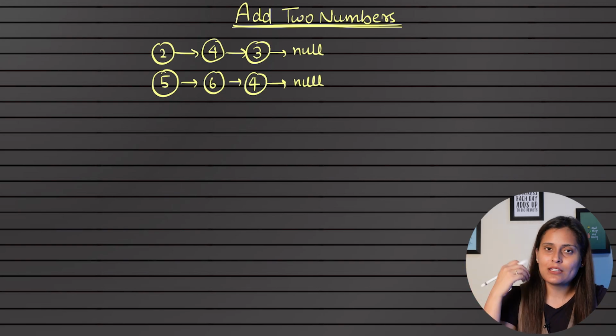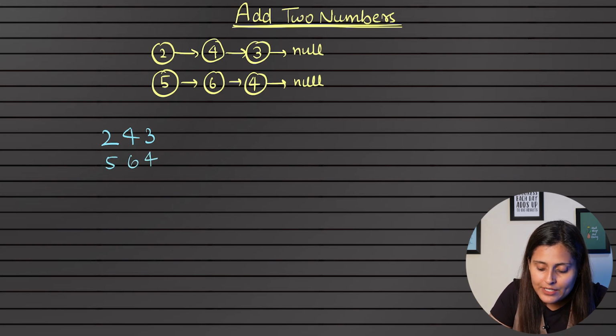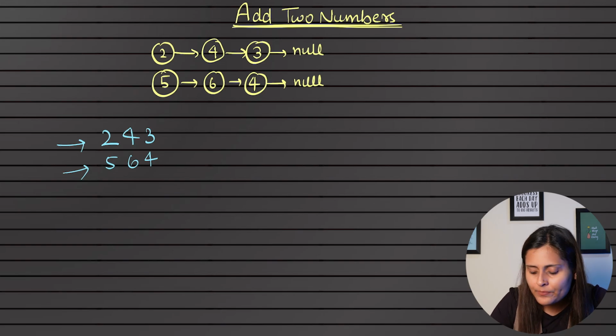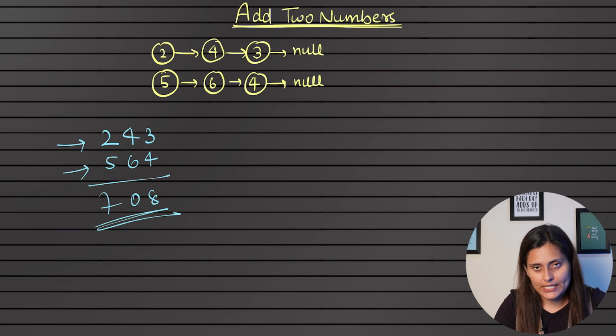So what do you think? What's the best approach? First one is you can think of, let's do one thing. Let's convert this into integer 2, 4, 3. Let's convert this into 5, 6, 4 integer values. Done. Now add it. So when you add, it will become 708. Very easy. Correct? Very easy.